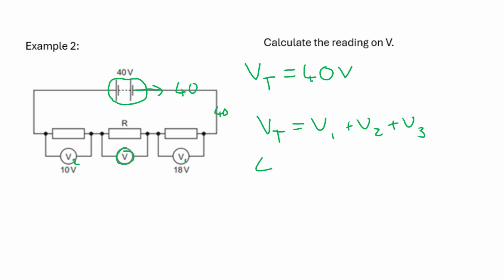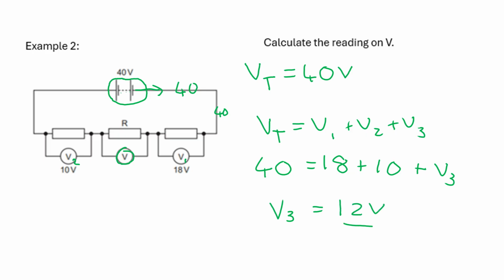We know V total is 40. We know V1, it says there's 18. I've labeled this one V2, so this is going to be 10. And V3 is the unknown, is what they're asking us to find. So I'm looking for V3. When we've got an 18 and a 10, that is 28. When I bring it to this side, it becomes a negative. So that means this is 12 volts.